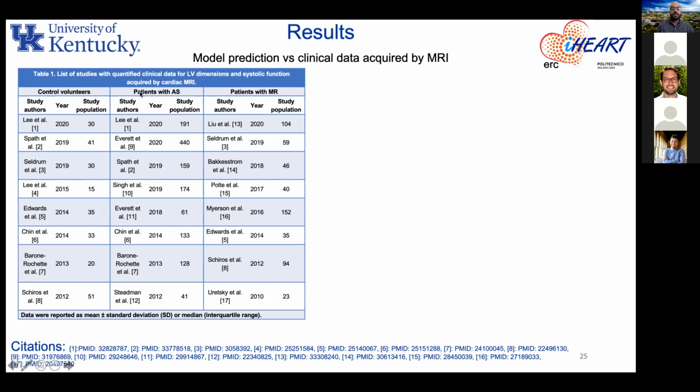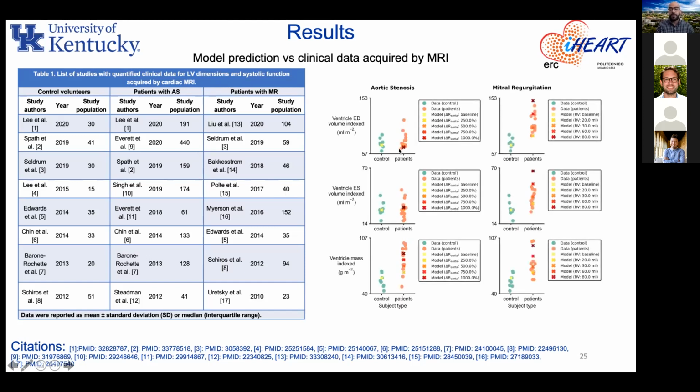The second one was a group of patients with aortic stenosis. And the third group was a group of patients with mitral regurgitation condition. All data were obtained with MRI. And then we plotted the model prediction for different levels of ventricular overloading against the clinical data.